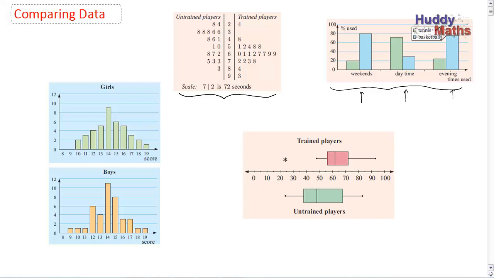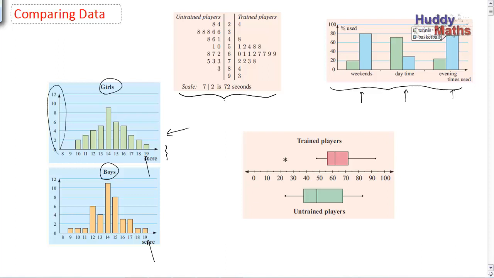And just going around the screen now, let's come over here. What are the two variables involved here? Well, there's girls or boys. That's categorical. And then there's some discrete data here, the scores they're getting. And that's discrete data down the bottom. And we call the value down the bottom here the independent variable. And then up here we've got the number of times it occurs.